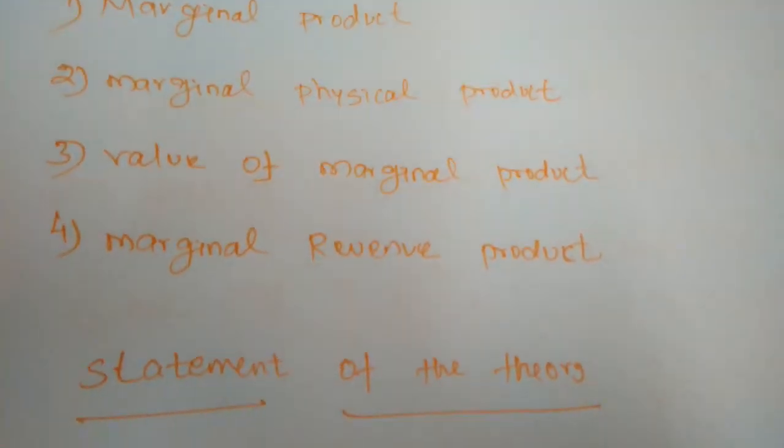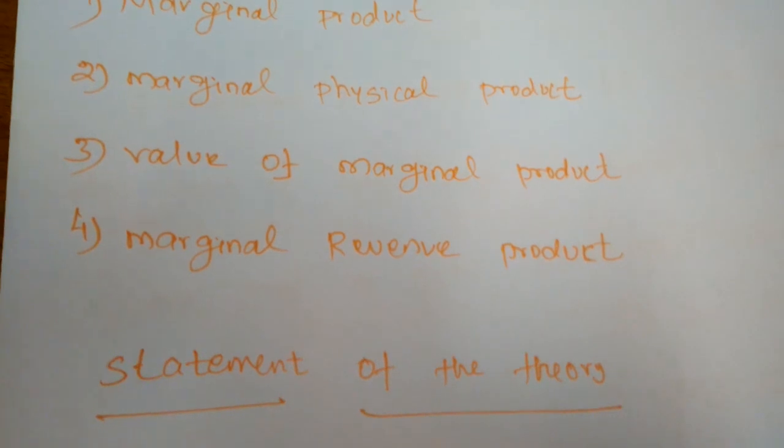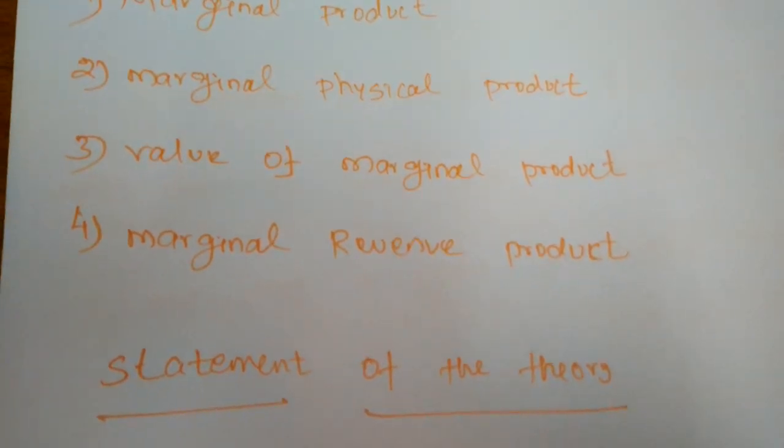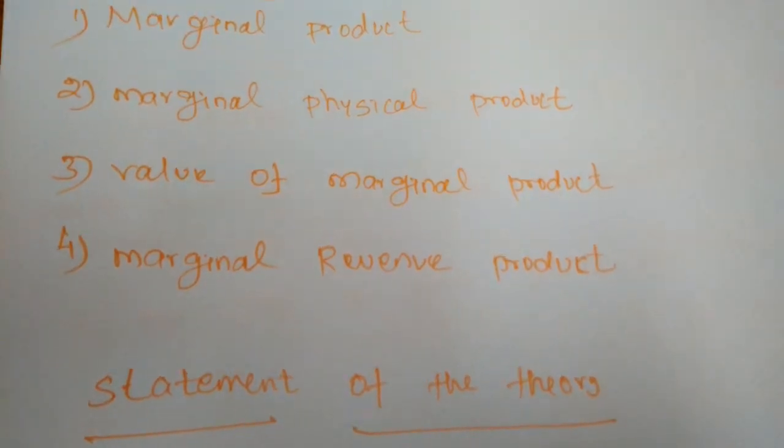Marginal physical product means the marginal physical product of a factor is the increment in the total product obtained by the employment of an additional unit of the factor.